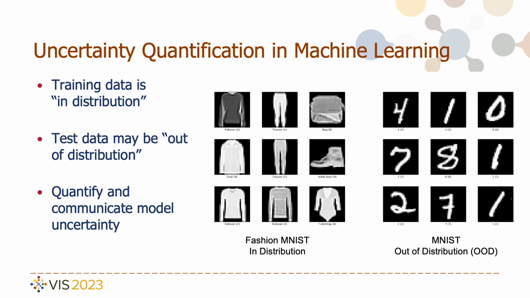And when models encounter data in the wild that is confusing or dissimilar from the training data, it's important to quantify their uncertainty to help end users make appropriate decisions and to maintain end user trust. Otherwise, end users may blindly trust the model, make inappropriate decisions, or lose trust in the model altogether.